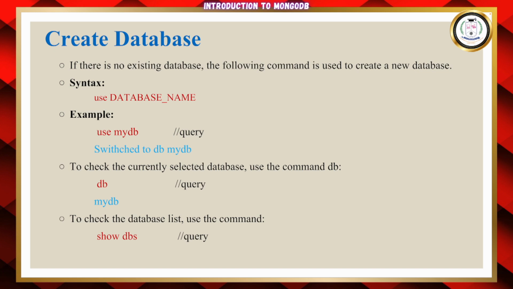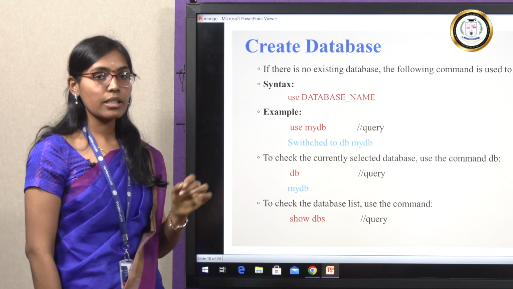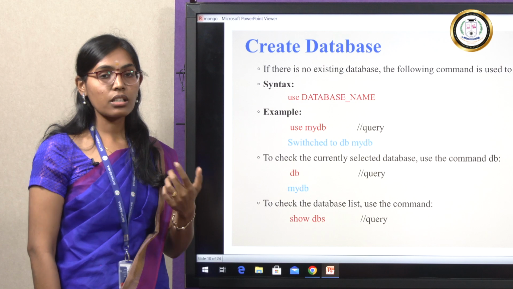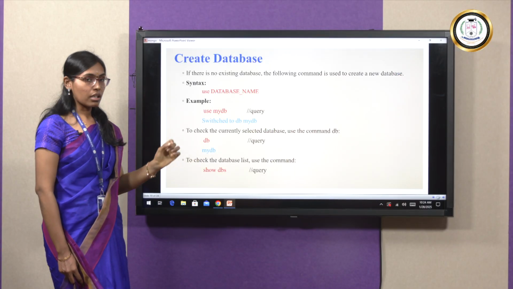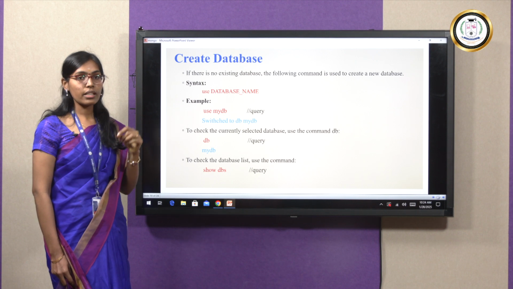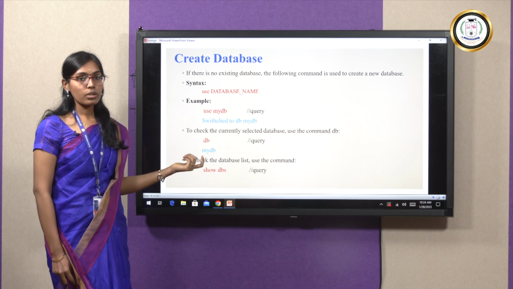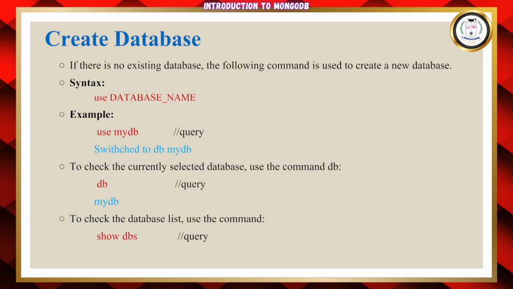And if you want to check which database you are currently in, you can put db here. This db gives you MyDB as the output, which is the database you have newly created. And show dbs is a command which will list all the databases that are already available inside your MongoDB. So this command is used for creating a database. If you want to create any particular database, just put the command use followed by the database name.